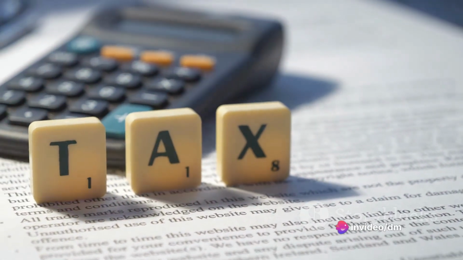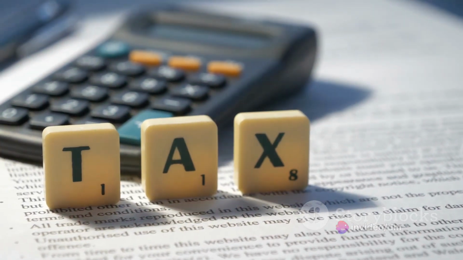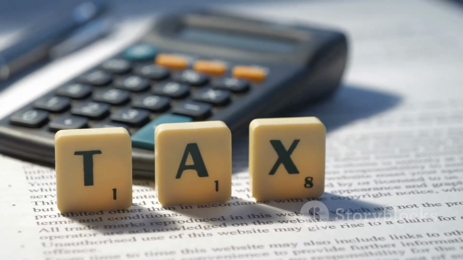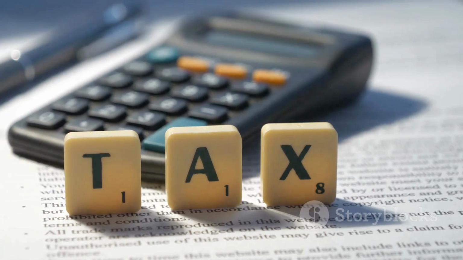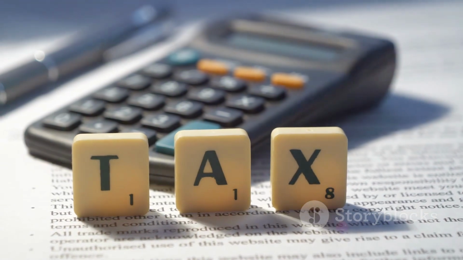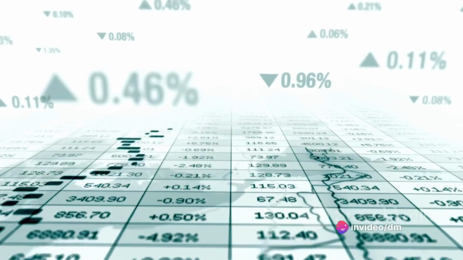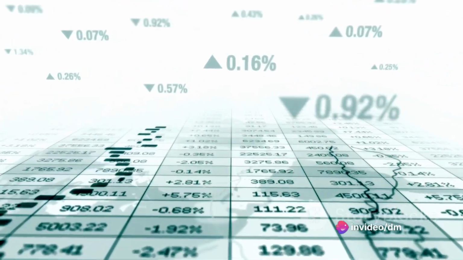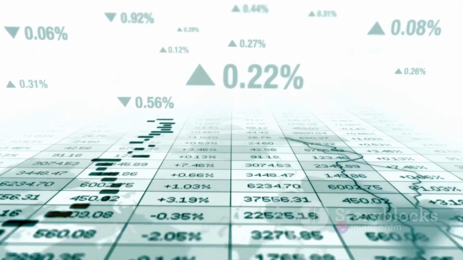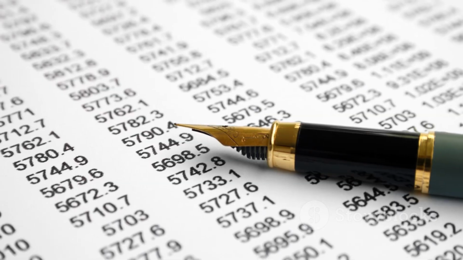The third principle is the consistency principle. This principle requires that companies use the same accounting methods, period over period, so the financial statements of different periods can be comparable. If a company decides to change its accounting method, it must justify the change and show its effects on the financial statements.